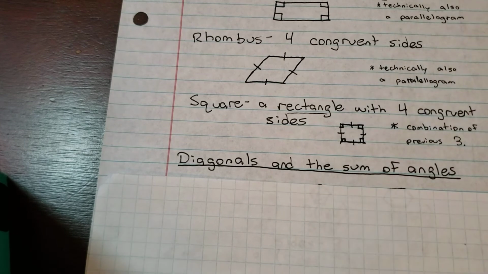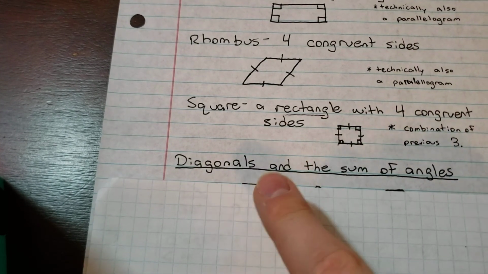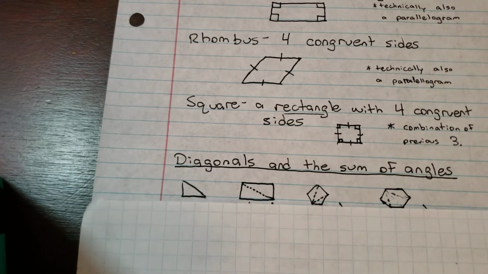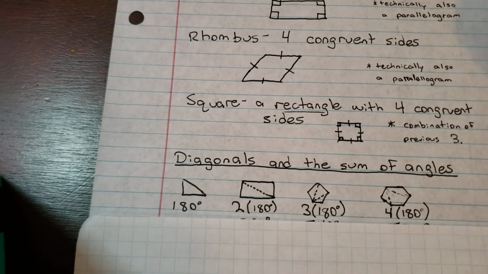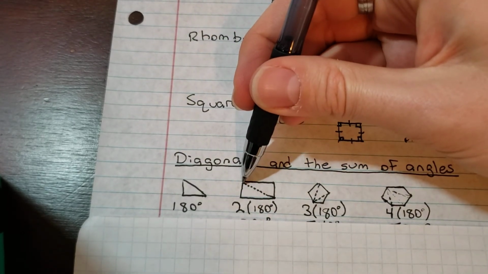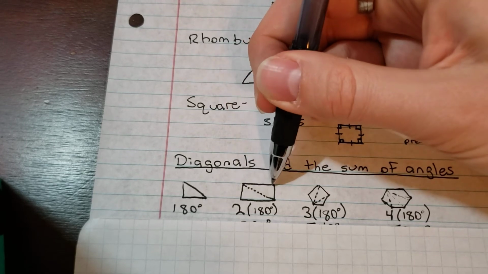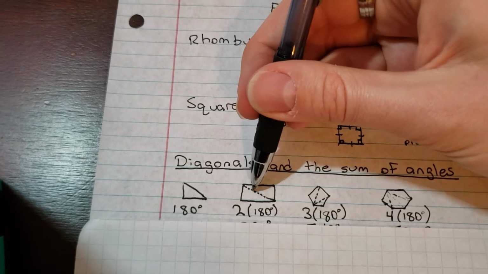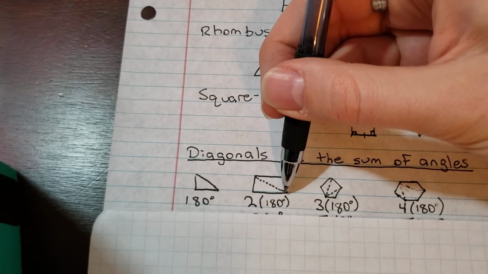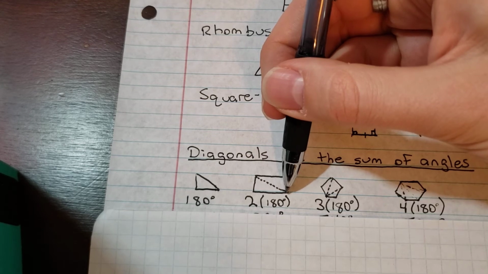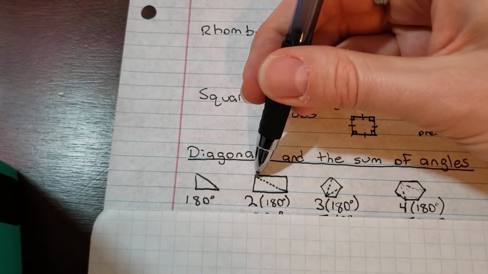Now here's a little added bonus. When we're talking about diagonals and sums of angles, the diagonal is going from one vertex, right? A vertex is a corner where two lines meet, and crossing through the shape. But from this place, how many diagonals can you reach?